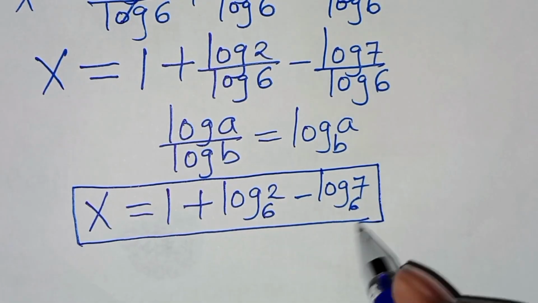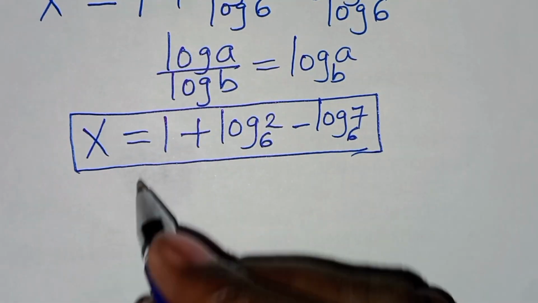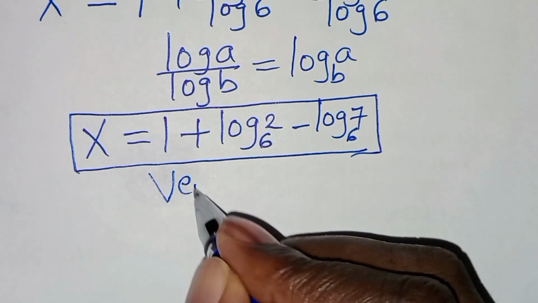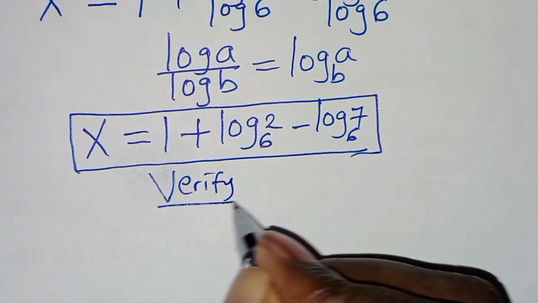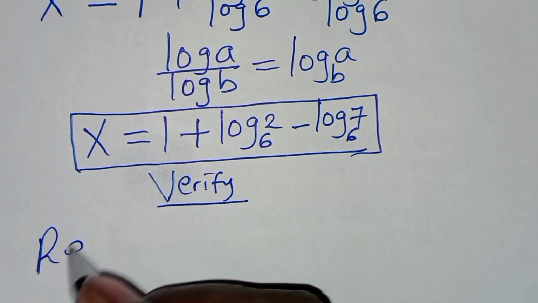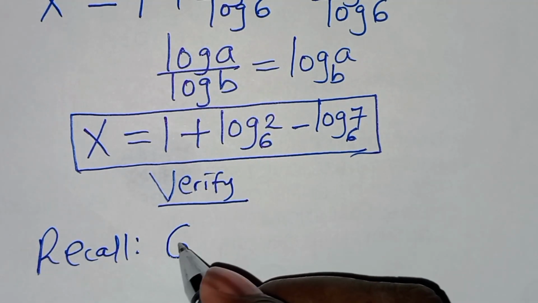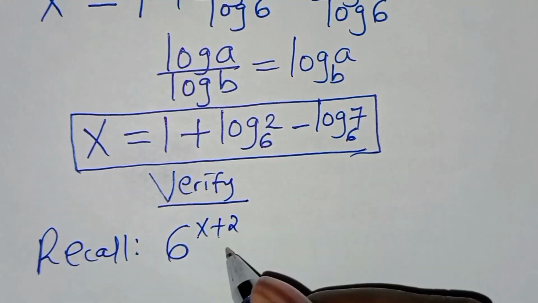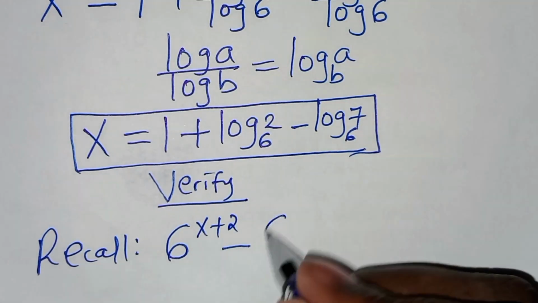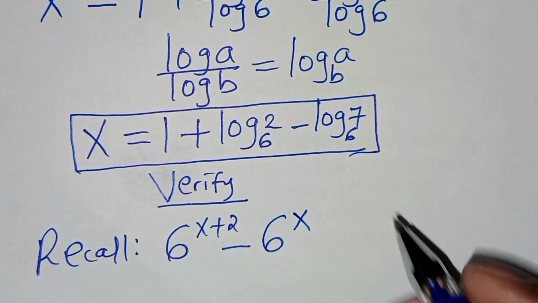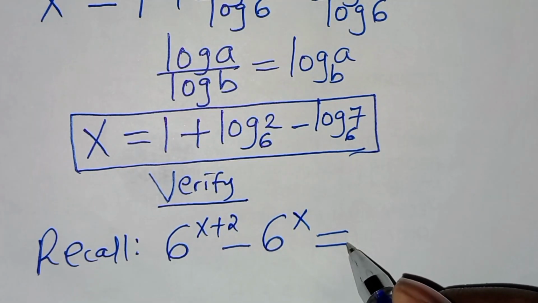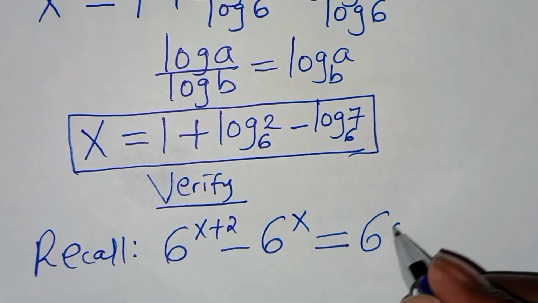And from here, let's verify that this value of x satisfies the equation. Now, if you recall, we had 6 to the power x plus 2, subtract 6 to the power x. This is supposed to give us a value of 60.